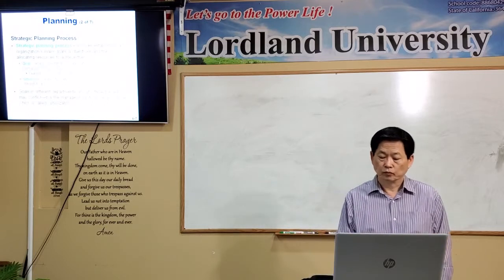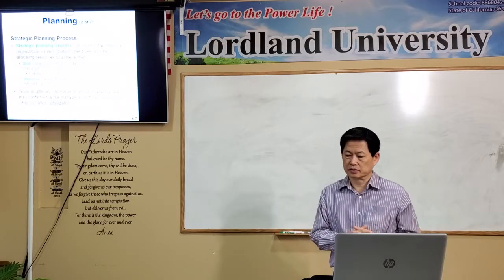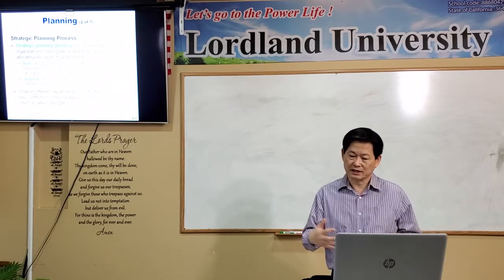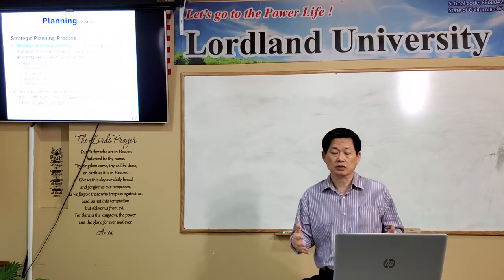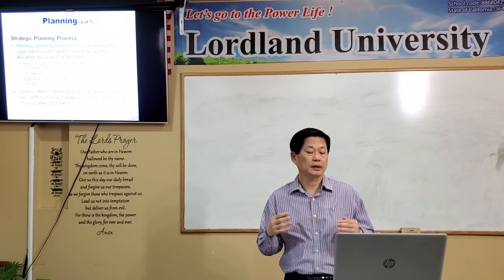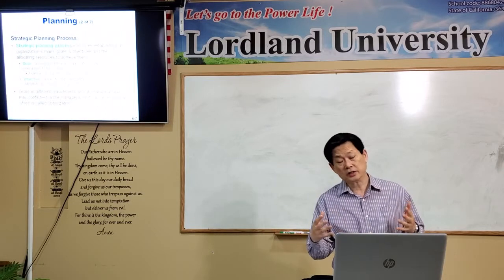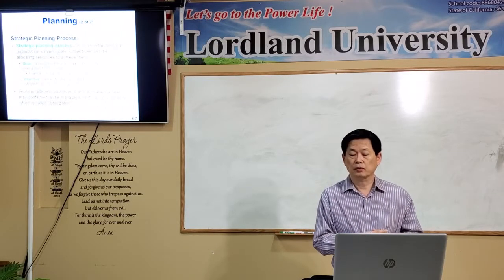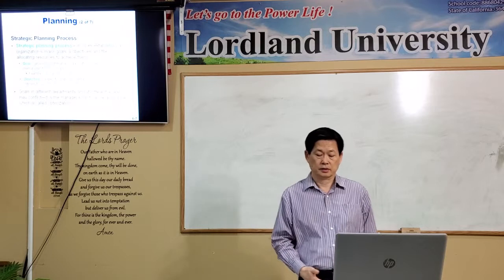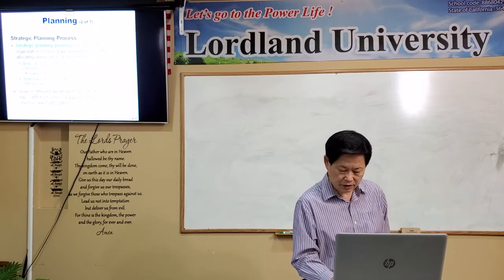Okay? Different departments have different goals. Different levels in the organization have different goals that may conflict within the organization. However, the manager's job is to balance the different goals. That is called optimization.